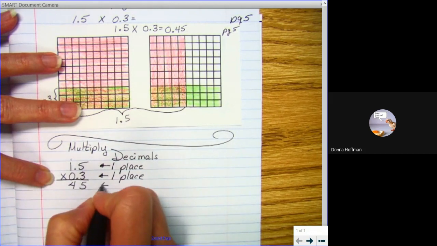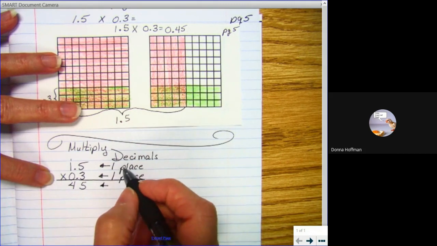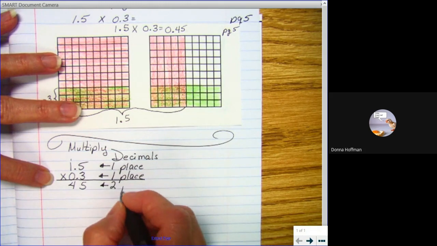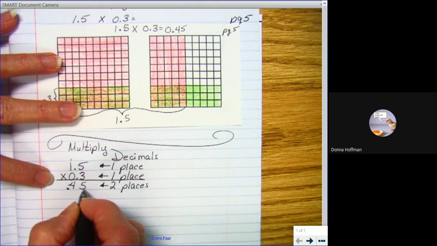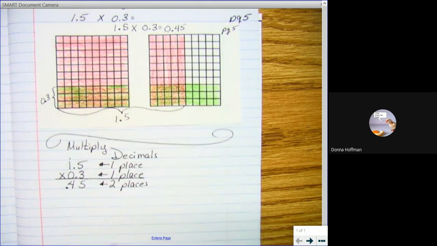Now, the reason why I mark that is because if I have 1 decimal place here and I have 1 decimal place here, that means I need 2 places in my final product. There's 1 place, there's the second place, okay? Now, why does that work?